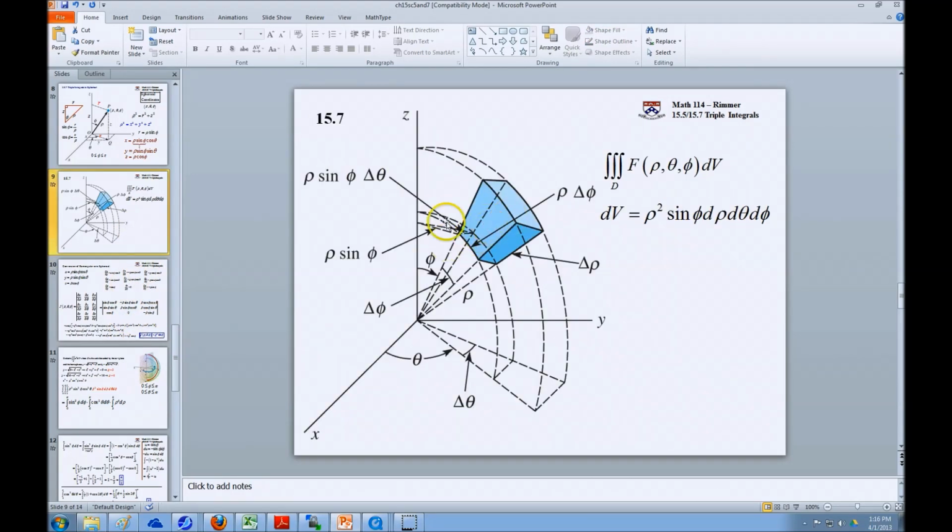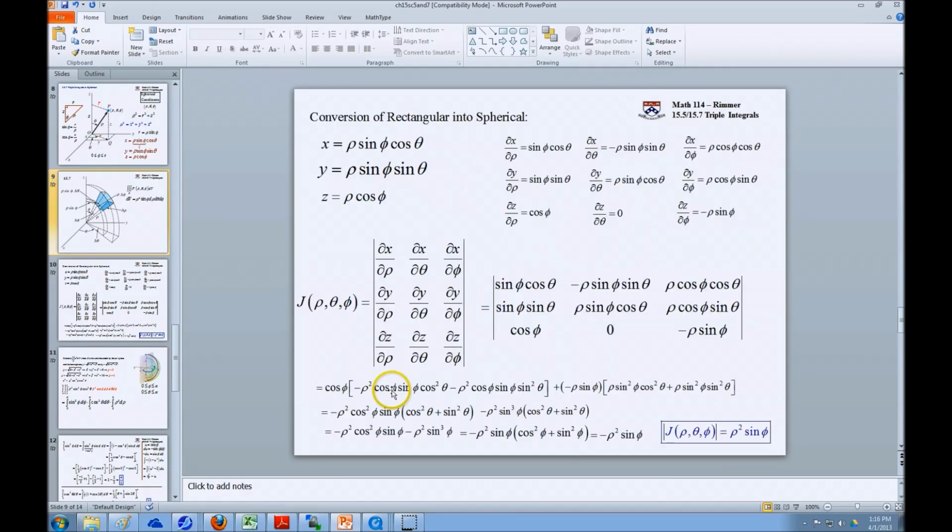Here's a visual. If you want to work that out, you can. You can see how the different dimensions end up being these values here. And then we have the product of these three values: length, width, and height. Here's height, here's length, and here's the thickness of it. And the product of these will be rho squared sine phi, d rho d theta d phi. But anyway, we have the Jacobian, and now we're ready to use it to be able to integrate in spherical.